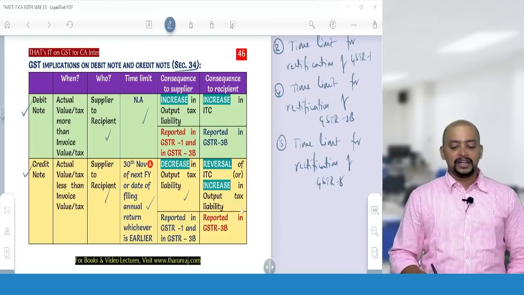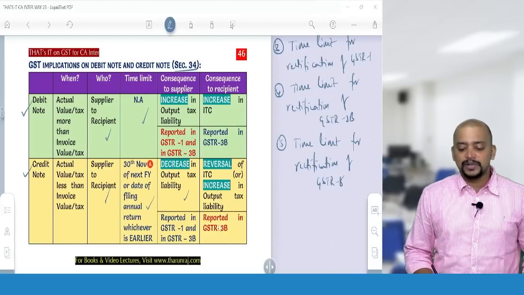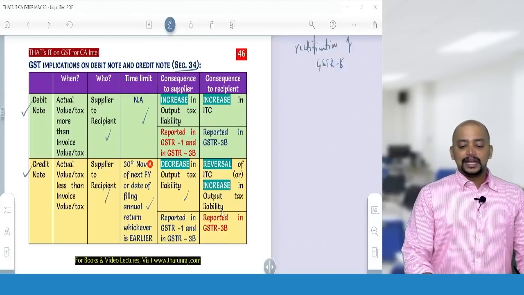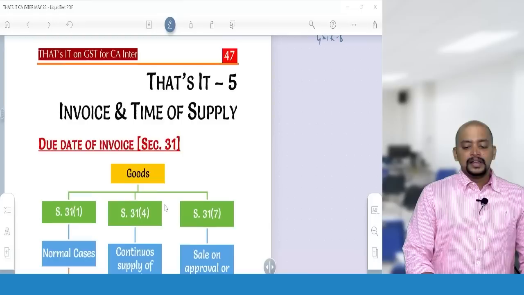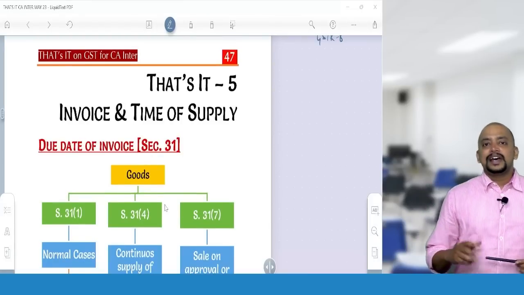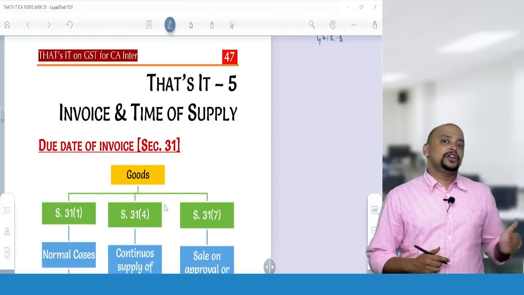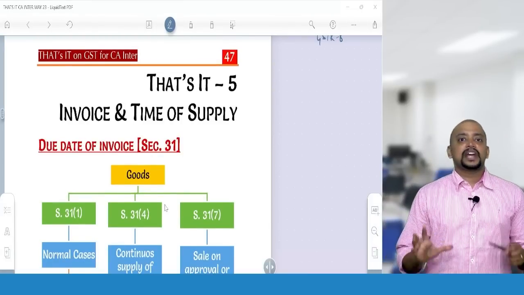Recipient's liability will increase, and recipient has to make this adjustment in GSTR 3B. Then next we have invoice and time of supply. So we completed value of supply. The next area is invoice and time of supply.